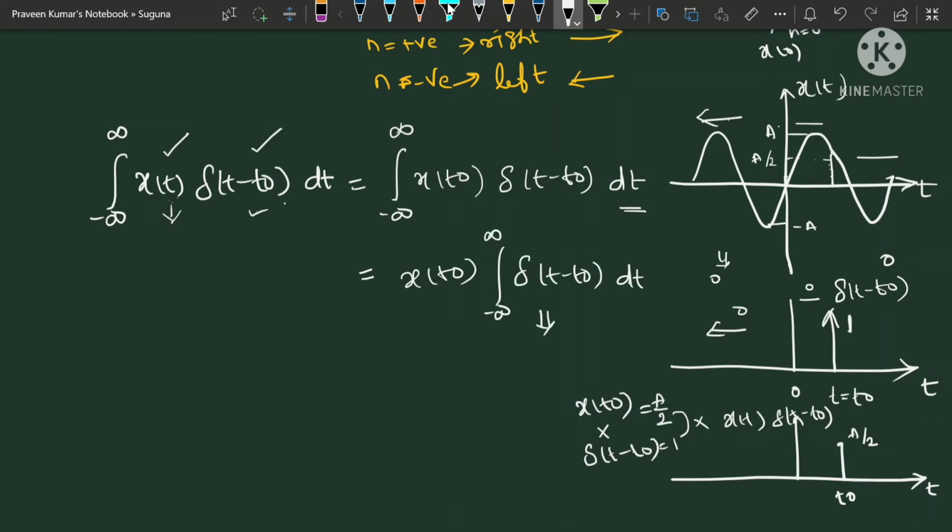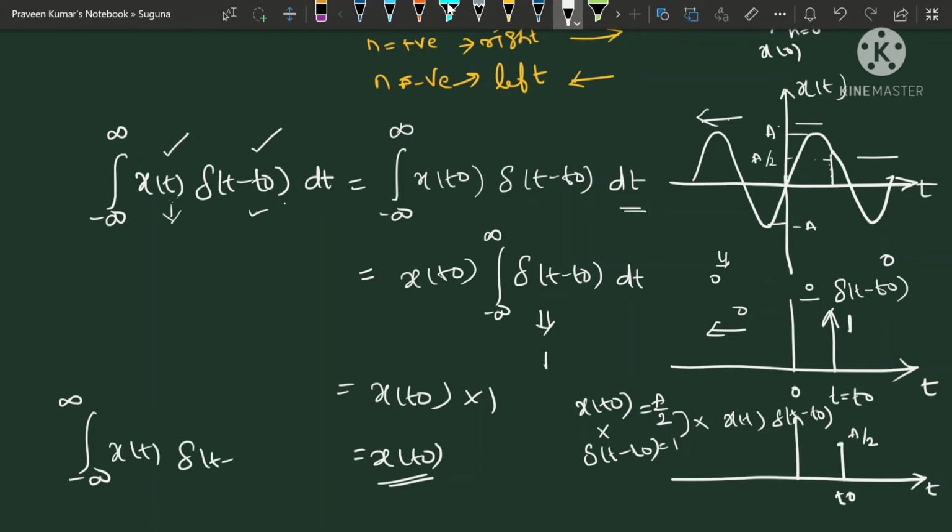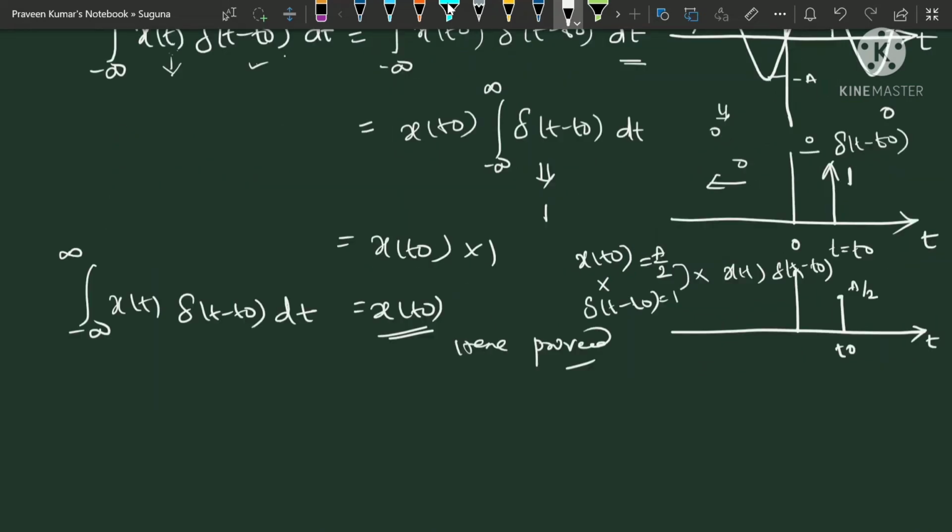So what is this, the area of the impulse, which is equal to 1, right? x of t naught into 1, which is equal to x of t naught. So the left side, x of t del of t minus t naught dt equals x of t naught. Hence proved. This property is called the time shifting property. Time shifting of del of t.